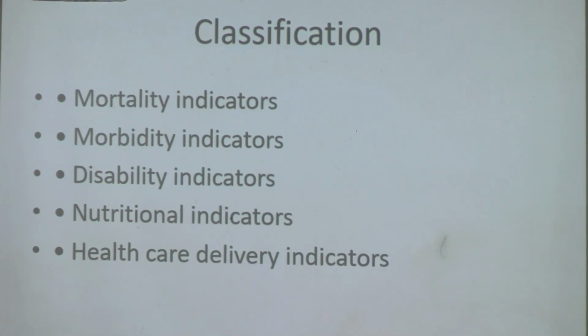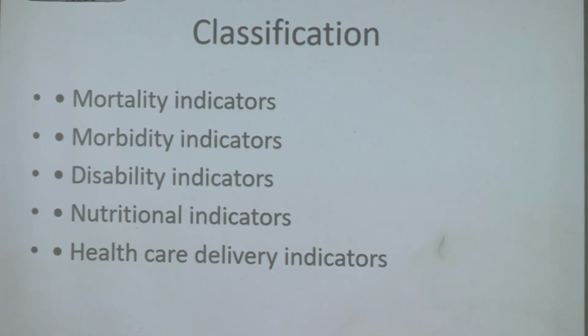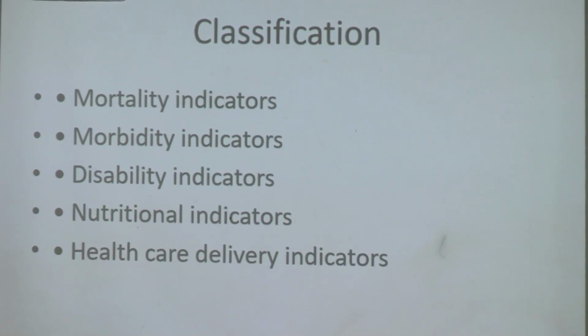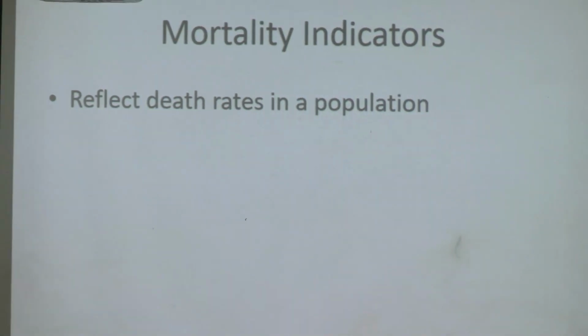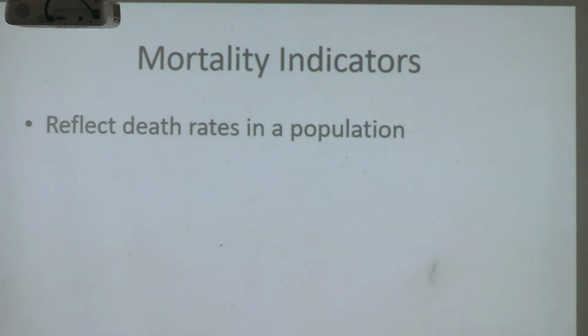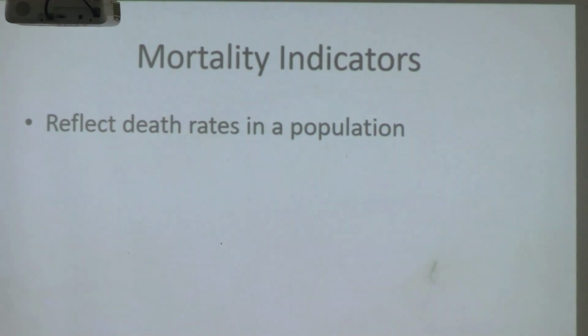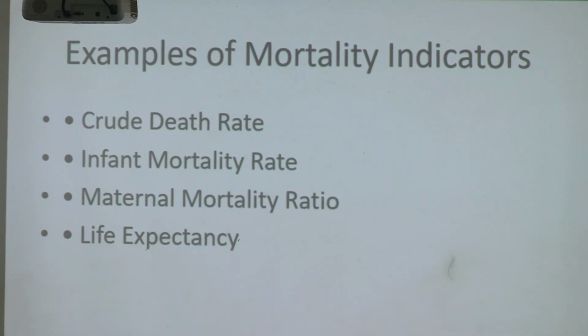The first one is mortality indicator. Second is morbidity indicator, disability indicator, nutritional indicator and healthcare delivery indicator. Everybody write down. Mortality indicator means how many people are dying from a particular disease. It reflects the death rate in a population. Everybody write down crude death rate.